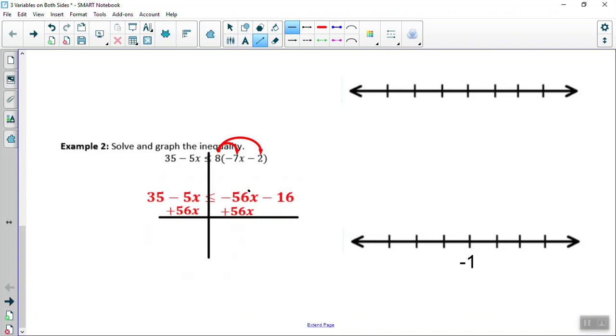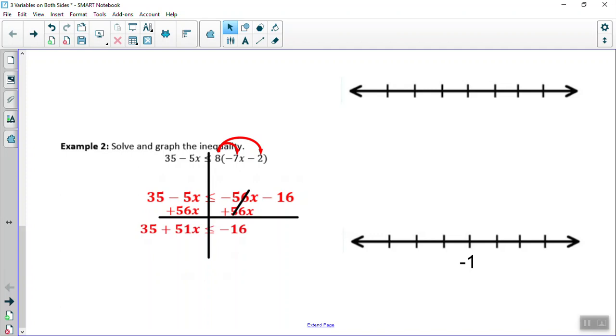When I do that, this cancels out. Negative 5x plus 56x is going to give me a 51x. So now I've got 35 plus 51x is less than or equal to negative 16. Remember, there's a minus sign there with the 16, comes down.